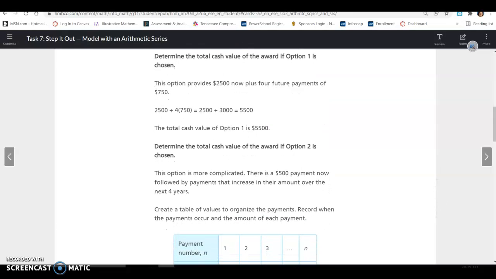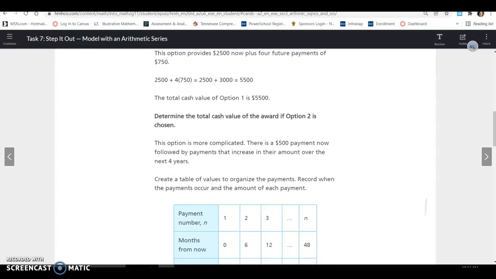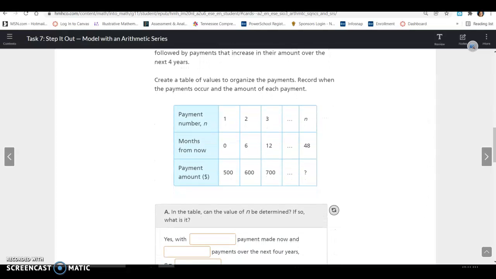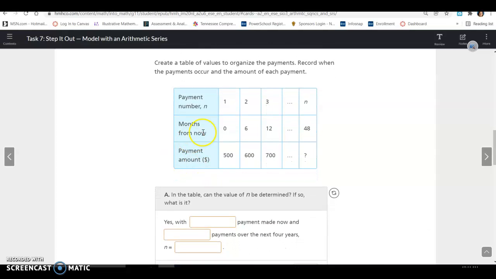All right, so let's determine the cash value for option 2. This option's more complicated. There is a $500 payment now, followed by payments that increase in their amount over the next 4 years. So create a table of values to organize the payments. Record when the payments occur and the amount of each payment. The first payment is $500. 6 months after that, you're going to get another payment that's $100 more than the first payment. And then 6 months after that, you're going to get another payment that's $100 more than that payment. And so on until you get to the end.